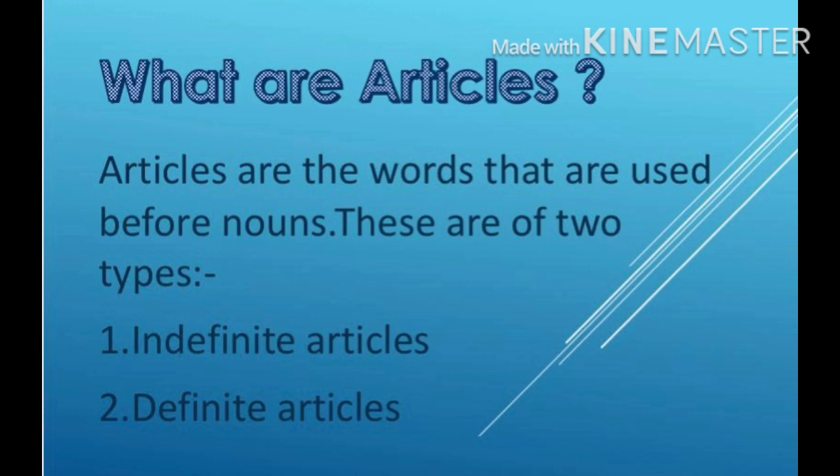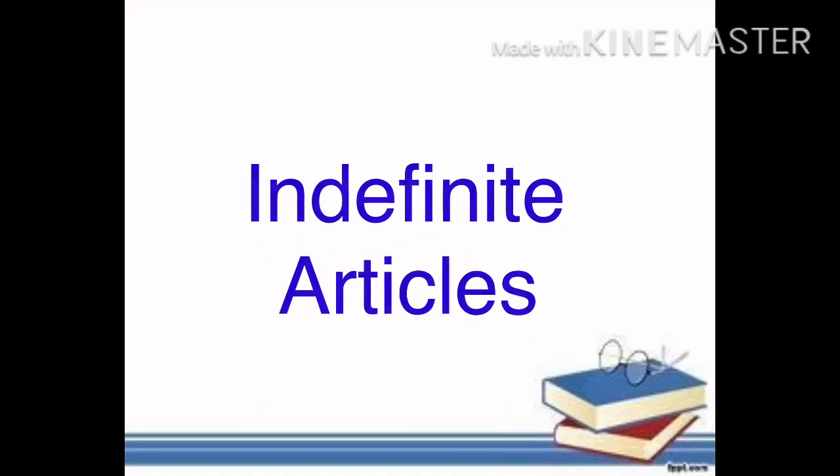Articles are of two types. First one is indefinite articles and second one is definite articles. Now let's understand indefinite articles.